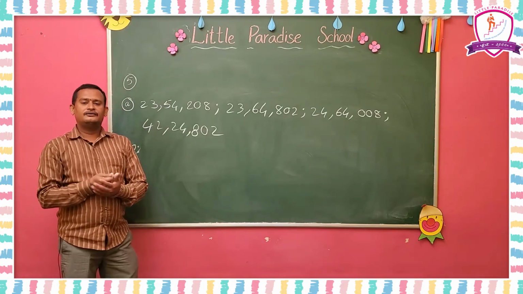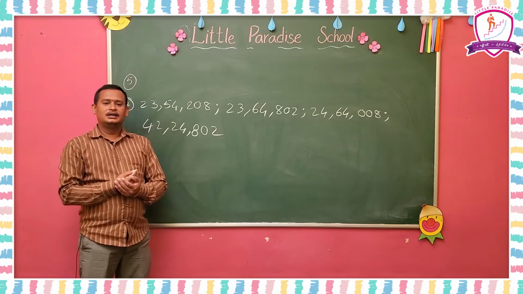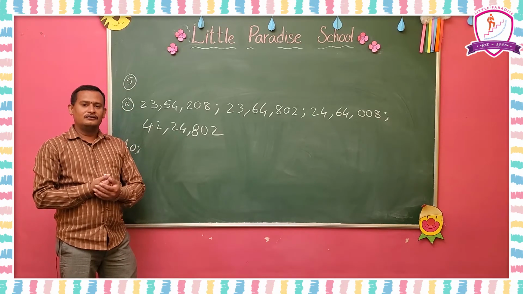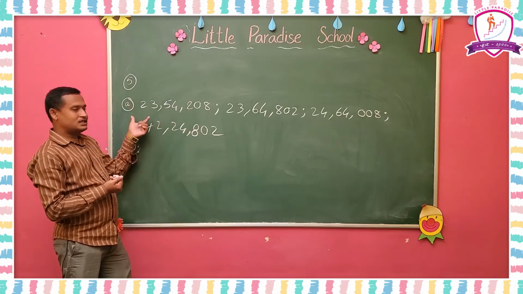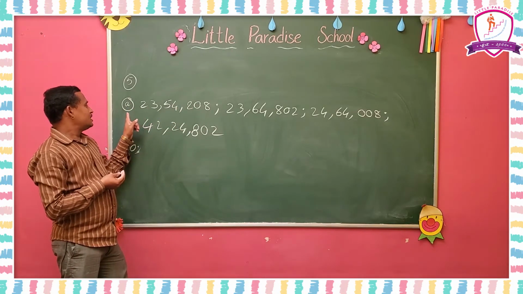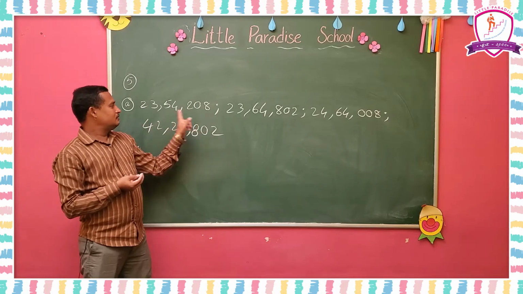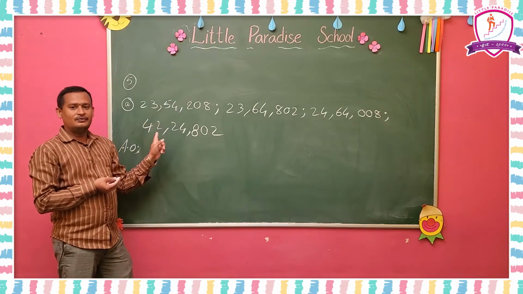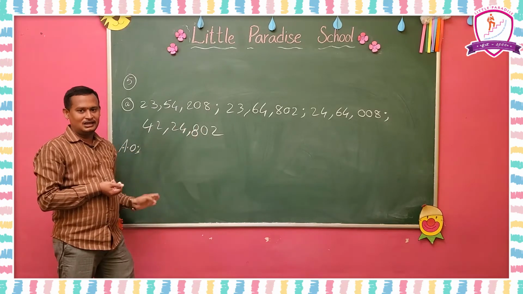Now see the 5th Roman here, 5th checkpoint in that page only. Write the following in ascending and descending order. We have to arrange the given numbers. I am going to explain A sum here. See A sum. These 4 numbers are given in the question. We have to arrange these 4 numbers into ascending and also descending order.